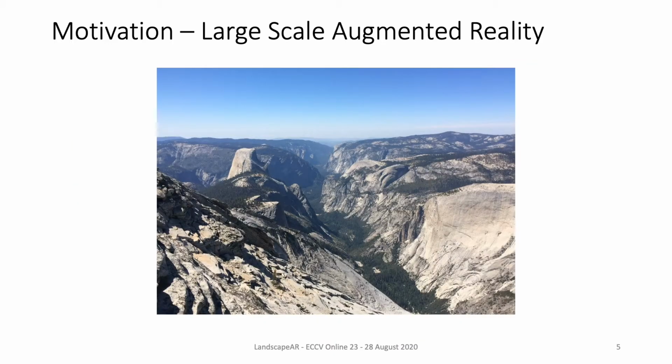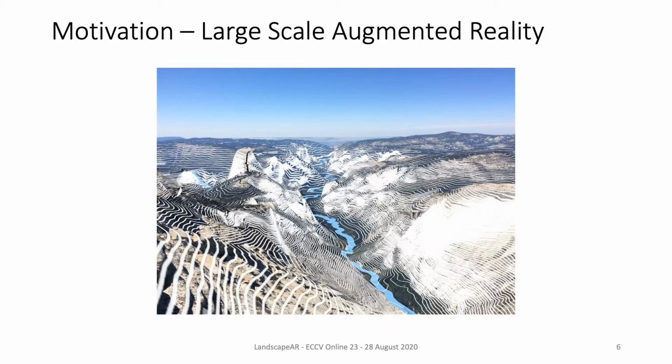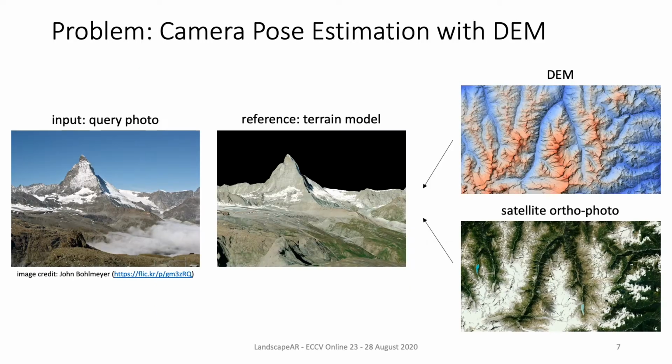The estimated camera pose can be used to augment the photograph with novel information, such as contour lines rendered here in white. We cast this problem as a camera pose estimation with respect to the rendered digital elevation model textured with satellite orthophoto imagery.